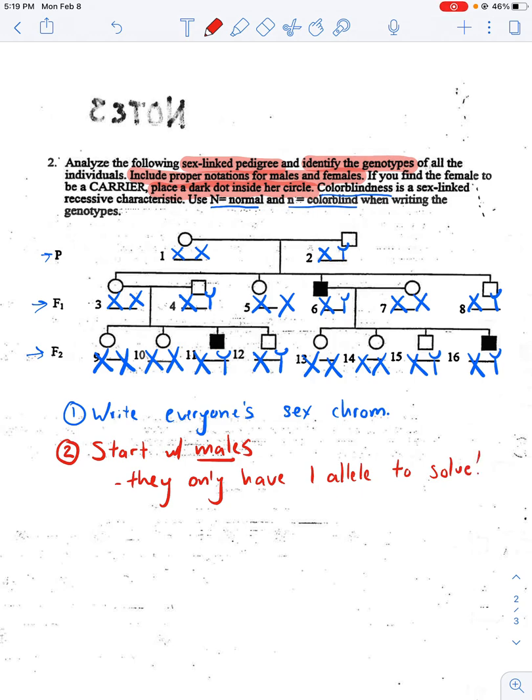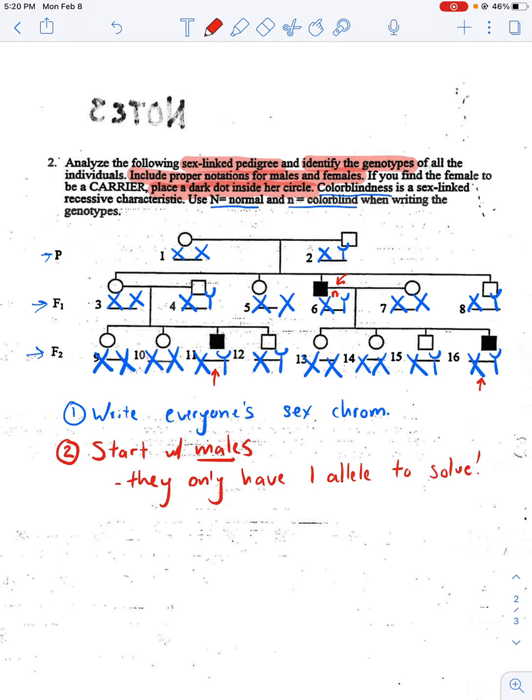So for example, and again, remember, if the symbol is shaded in, they have the trait. So that means shaded in symbols are going to be colorblind. Non-shaded in symbols are not colorblind. Well, who's colorblind in this pedigree? Number 6, number 11, and number 16. So number 6 is a male. He's colorblind. He has a little n on his X. He does not have a color blindness allele on his Y.